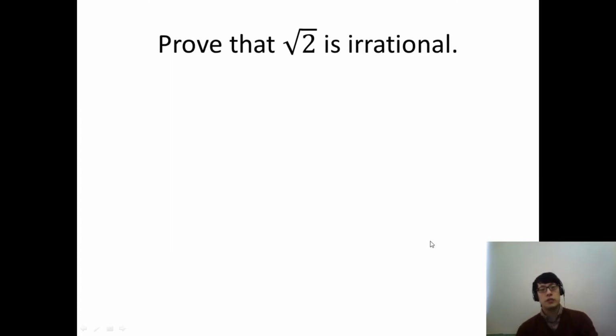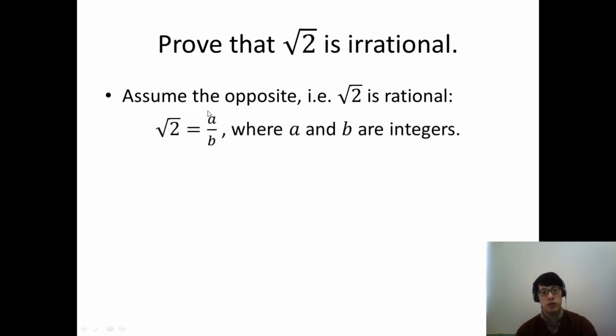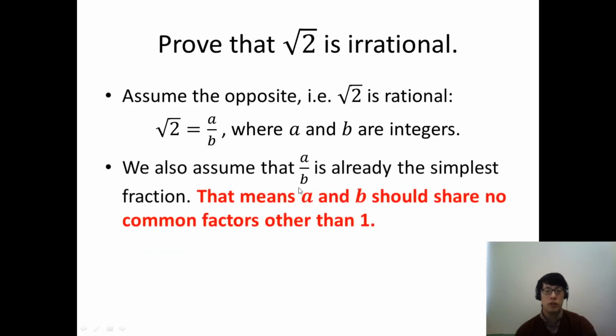To prove that root 2 is irrational, we first have to assume the opposite, that root 2 is rational. What it means for root 2 to be rational is that root 2 can be written as a fraction a over b, where a and b are integers. They can't be decimals or other fractions; they have to be whole numbers. We also assume that a over b is already the simplest fraction, because every fraction can be written in its simplest form. That means a and b share no common factors other than 1.